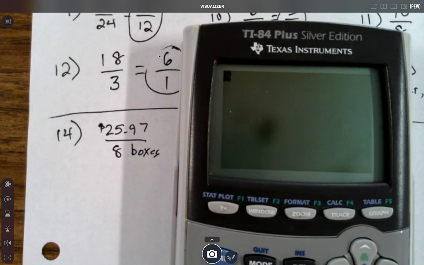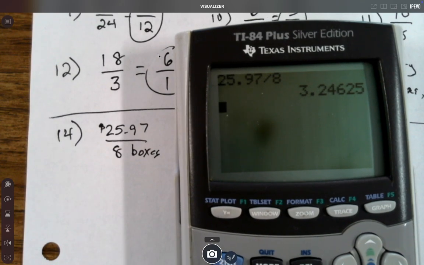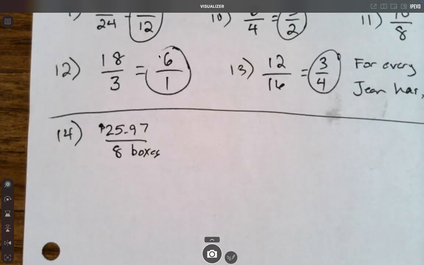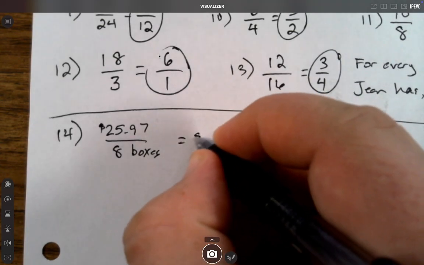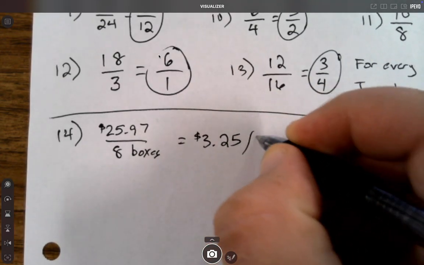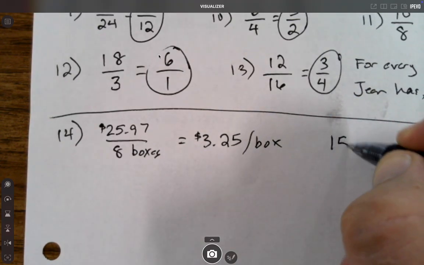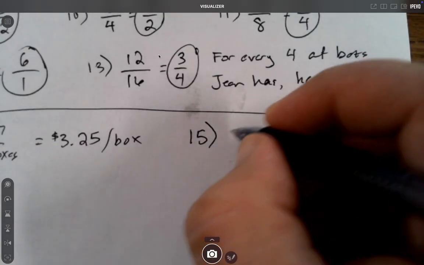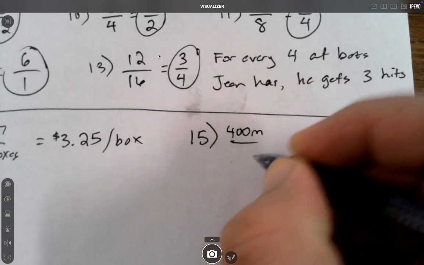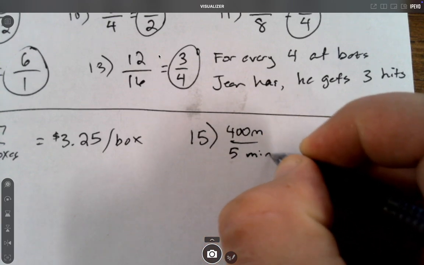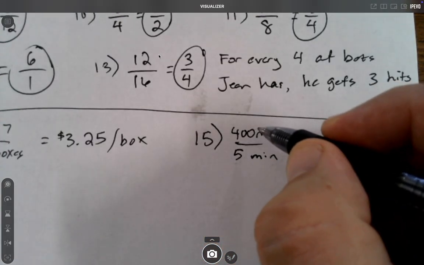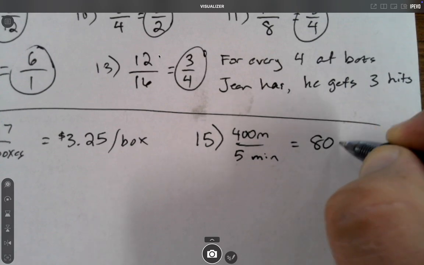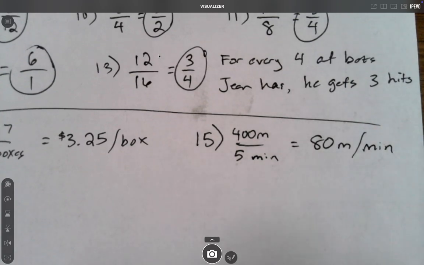Okay, so I just type in $25.97 divided by 8. And we'll round to the nearest penny, so it'll be $3.25 per box. Okay, so for number 15, 400 meters in 5 minutes. So we're wanting to know how many meters can they go in 1 minute. So we would just do 400 divided by 5, which is 80. So that means 80 meters per minute.